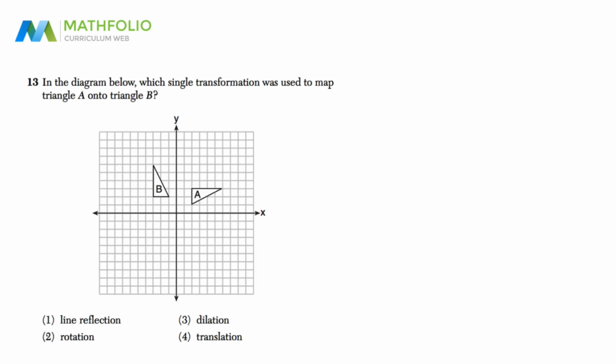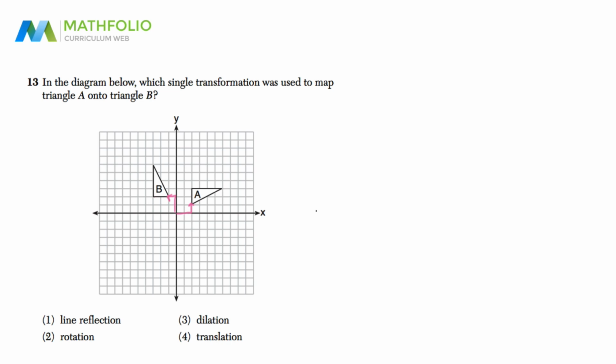Okay, question 13. Here in the diagram below, which single transformation was used to map triangle A onto triangle B? So if you look closely, this is 2 over and 1 up, and that point became this one, 2 up and 1 over. So we could look at the other points as well. 2 over and 4 up, 2 up and... 2 over and 3 up, 1, 2, 3, and then over here we've gone 2 up and 3 over.